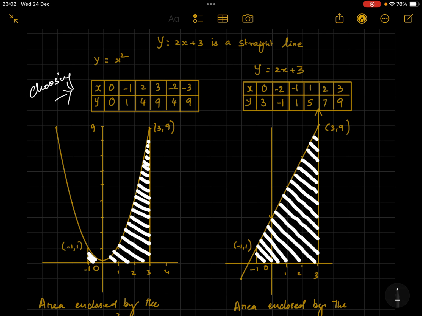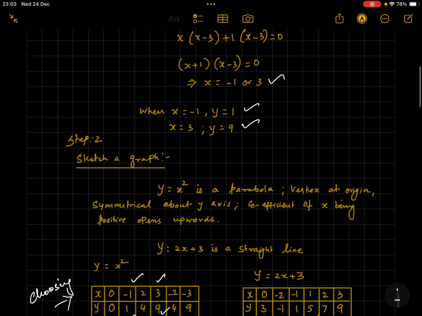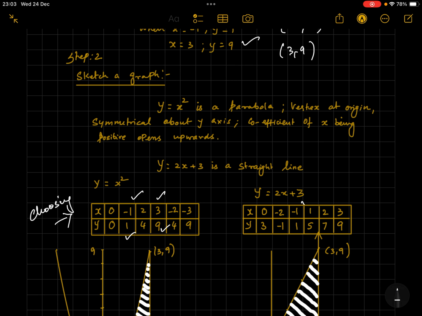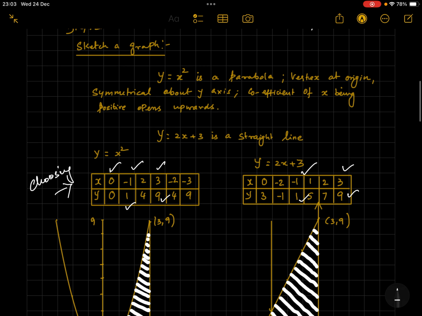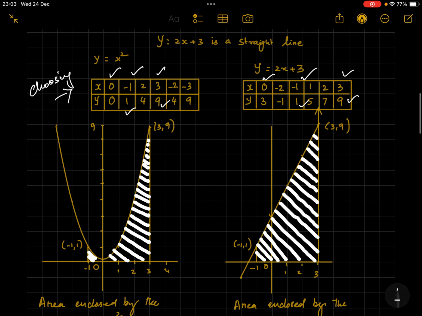For example, here the points of intersection are minus 1 and 3. So minus 1 means here minus 1, 1 and 3, 9. So we have 2 points of intersection here: minus 1 comma 1 and 3 comma 9. Also have 0, because we will get the y-intercept, so that it will be convenient for you to draw the sketch of the graph. Having understood how to choose the values for the coordinates of a graph, now just use the coordinates and plot the graph.